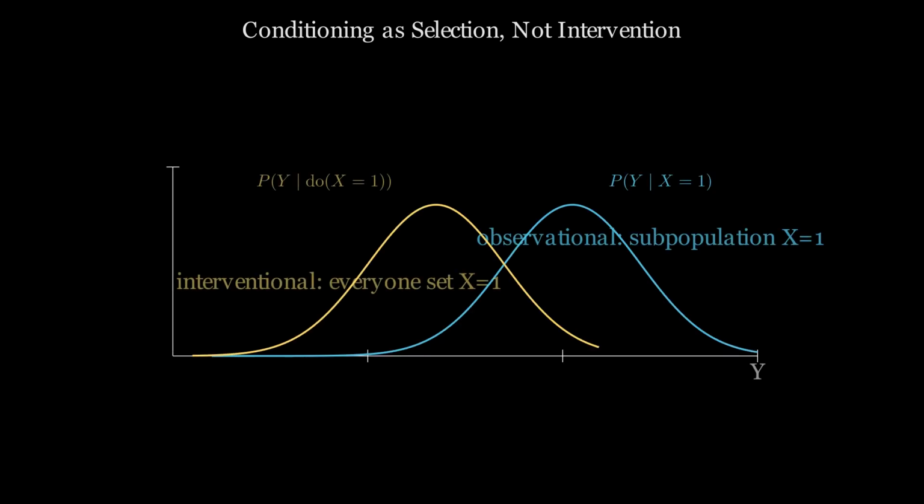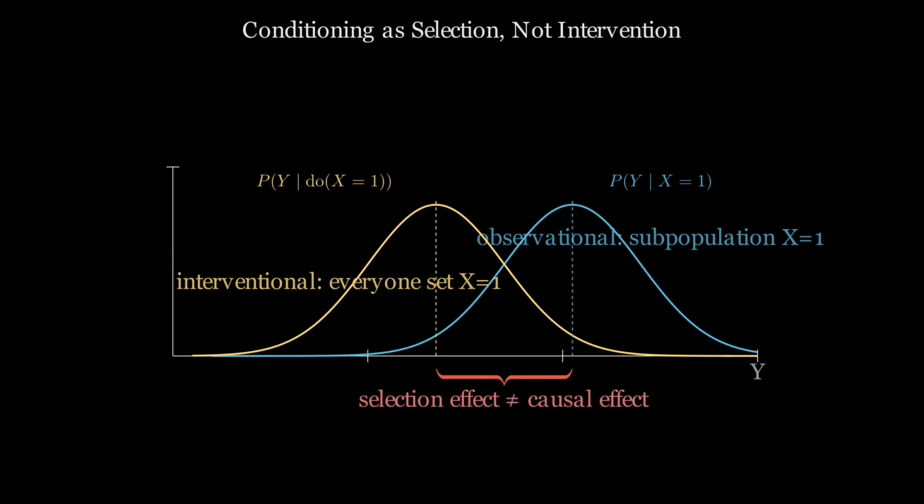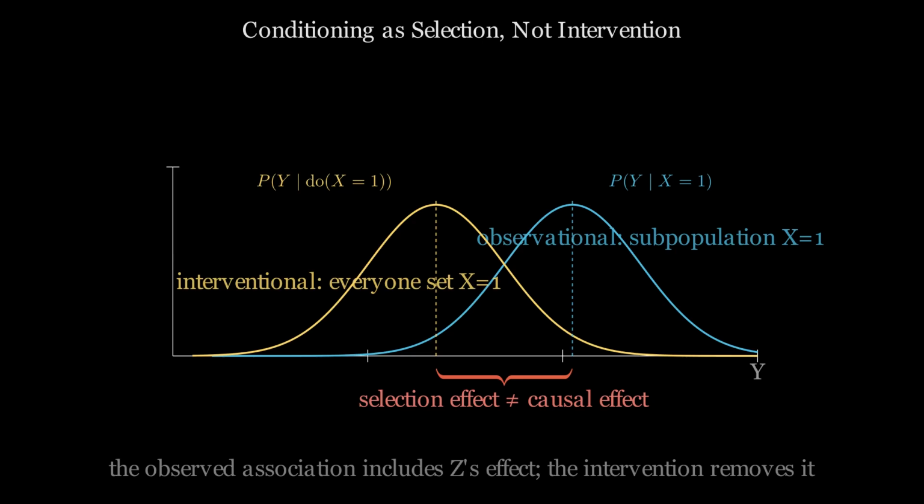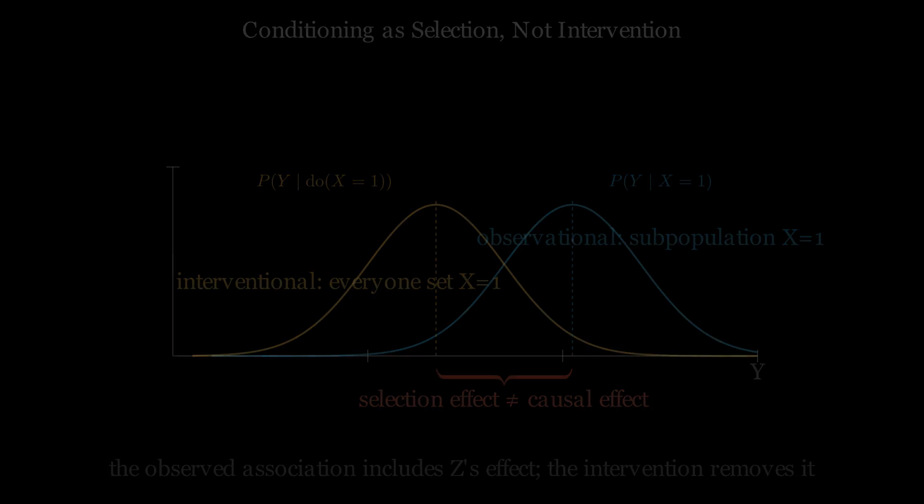Conditioning on the input creates a subpopulation, those for whom the input took a specific value. That subpopulation was not selected randomly. It was selected by the same process that produced the data, including the confounder. The distribution of outcomes within that subpopulation reflects both the input and the confounder. An intervention would assign the input value to everyone, regardless of the confounder. These two operations produce different distributions. One is selection, the other is assignment.